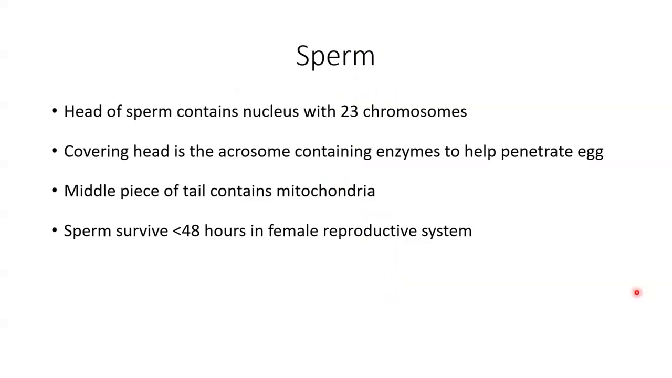So a recap of our sperm in text. A sperm is made up of the head and the tail. The head contains the nucleus, which contains 23 chromosomes, so the genetic material from the dad or the male, as well as the acrosome, which contains enzymes to help penetrate the egg. The tail is broken up into 4 parts. The middle piece contains many mitochondria so that the sperm can swim towards the egg for fertilization to occur. After ejaculation, sperm do not survive for more than 48 hours within the female reproductive tract.